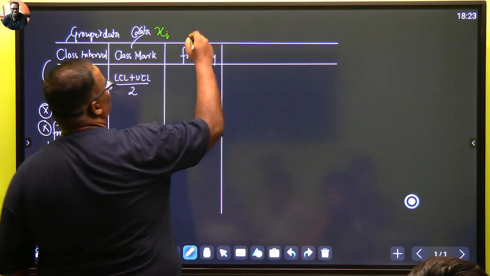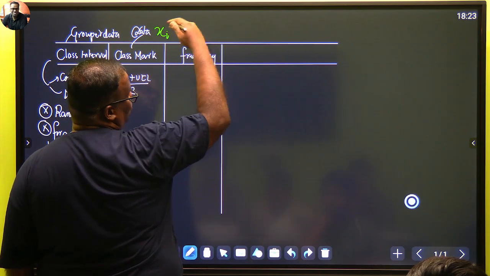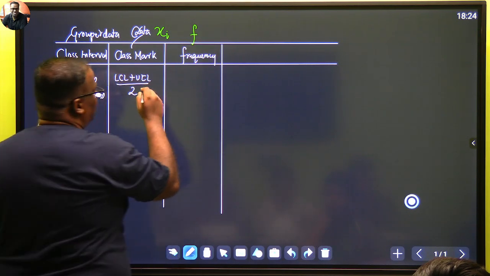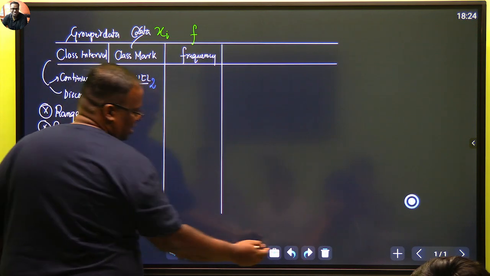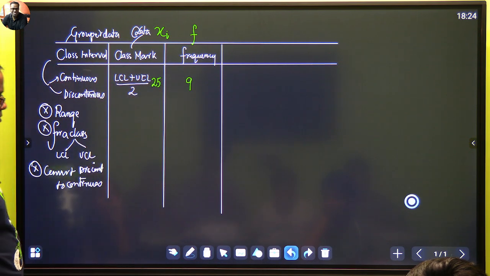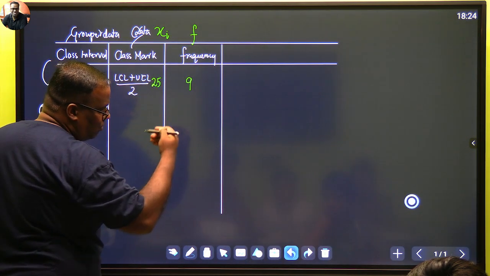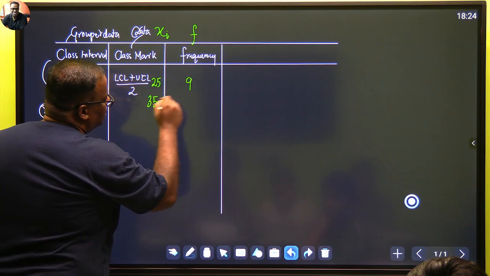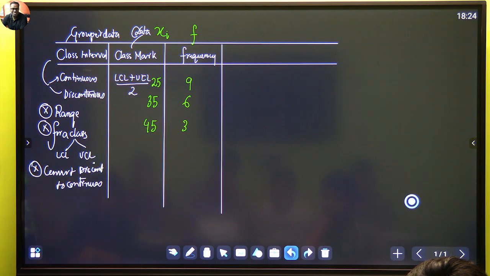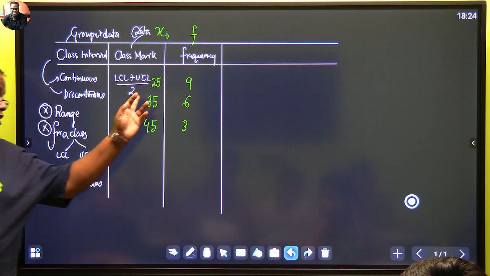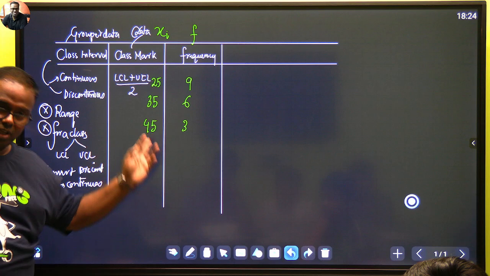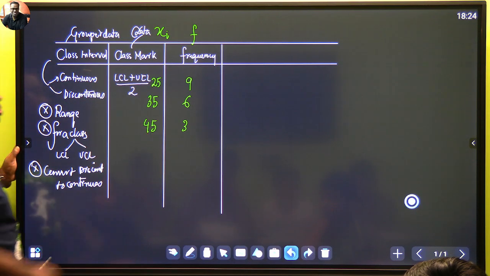So frequency को हम क्या बोलते हैं? Frequency we will denote always with f. Now these nomenclatures go on with you till your advanced maths, BSc जो भी पढ़ो. Let's say I have a class mark which is 25, and it appears how many number of times? 9 times. And considering a class interval of 10, my next data would be 35, this is appearing 6 times. My next data is 45, which is appearing 3 times. समझ में आया? x1 is 25, x2 is 35, x3 is 45. What is our i counter? i equal to 1 to 3, तीन ही डेटा है मेरे पास.